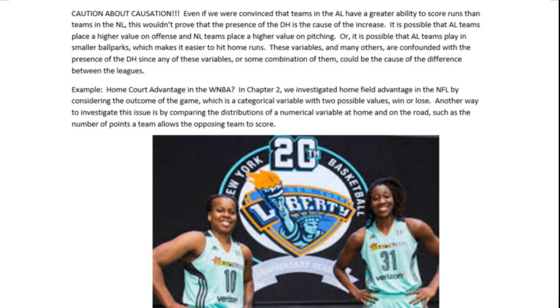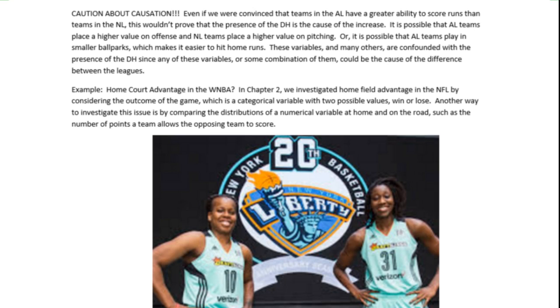Even if we're convinced that teams in the AL have a greater ability to score runs than teams in the NL, home court advantage in the WNBA proves the presence of the DH. We investigated the home field advantage in the NFL. It is possible the AL teams place a higher value on offense and NL teams place a higher value on pitching. Another way to investigate this issue is by comparing the distributions of numerical values at home and on the road.